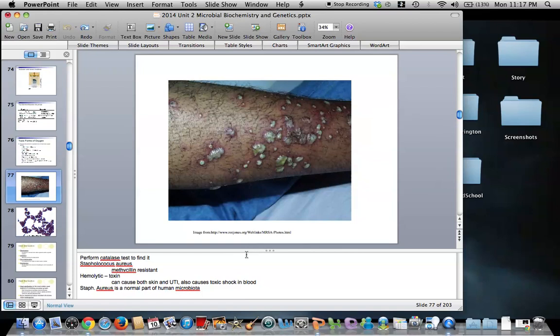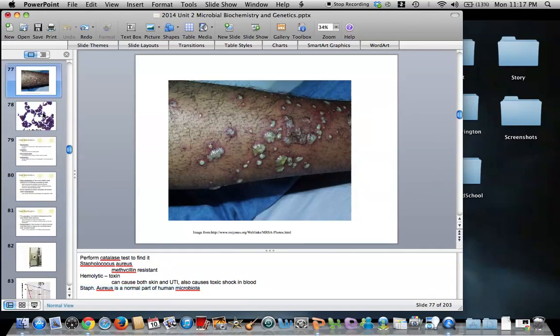Staphylococcus aureus, this is the methicillin-resistant Staphylococcus aureus scare version. It's hemolytic, so it can grow on blood agar. It causes both skin infections and UTIs. It can also cause toxic shock, so it's a real triple threat right there. And it's part of your normal microbiota. Something like 90% of people will have it. Its normal form is not bad for us, but it can be an opportunistic infection if your immune system goes down. The important part for me is that it's methicillin resistant. A catalase test is used to find it. That's why I wanted to remember catalase.